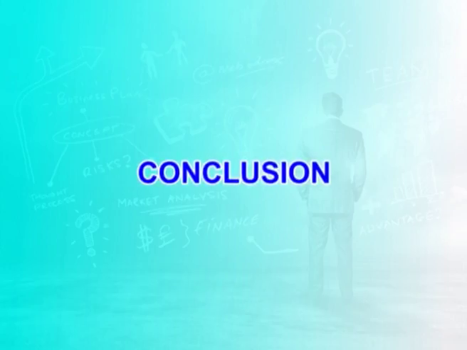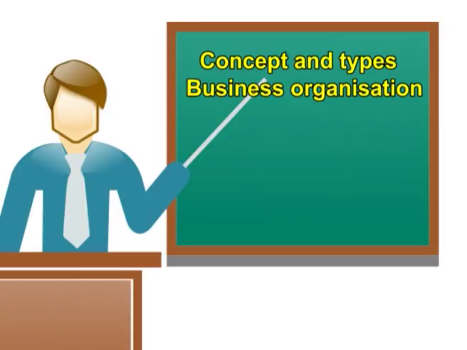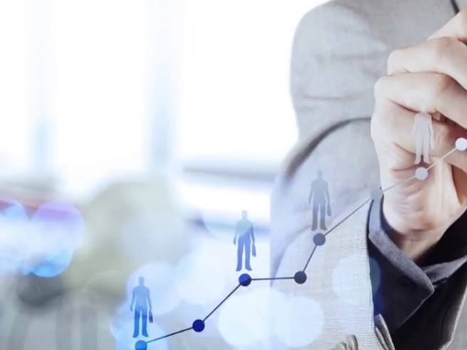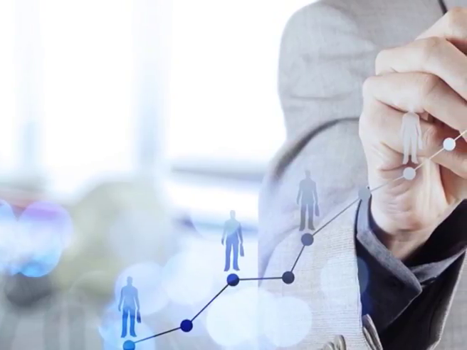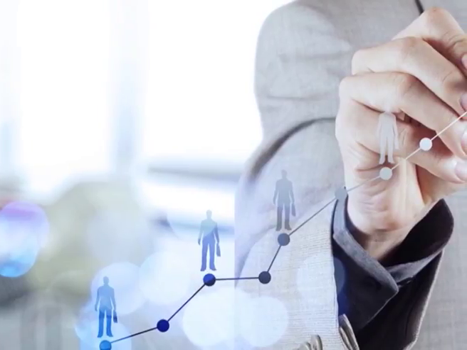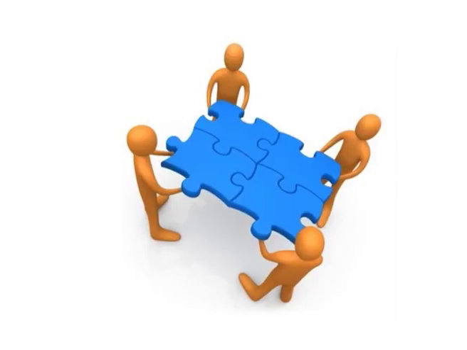Conclusion. In this session, we discussed the concept and types of business organizations. We also defined the characteristics, merits, and limitations of different types of business organizations. The formation of a sole proprietorship form of business organization does not require any specific legal formalities except where permission of the local authority is required to be obtained.